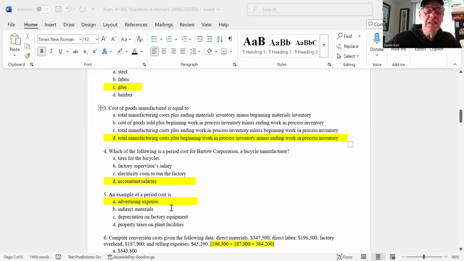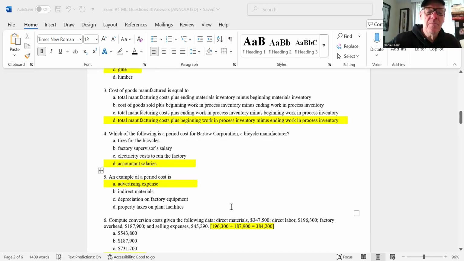Speaking of period costs, an example of period costs of all the ones given there: indirect materials, that's overhead; depreciation, that's overhead; property taxes on plant facility, that's overhead. That becomes part of the cost of the product. The one that doesn't become part of the cost of the product, or period cost, would be A, advertising expense.